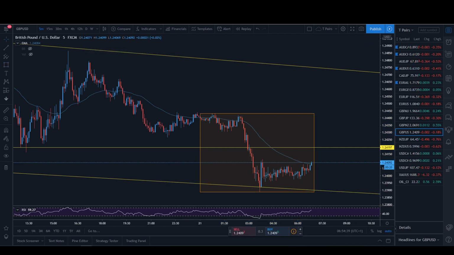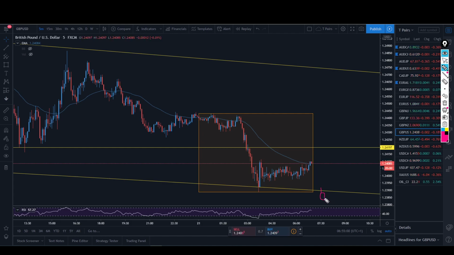And what we're looking for is for price to break out. You know what, I'm going to try and draw this properly. We're looking for price to break out and stay out. And then what we would do is we would enter right on the close of that candle. We'd set our stop basically at the nearest swing point.